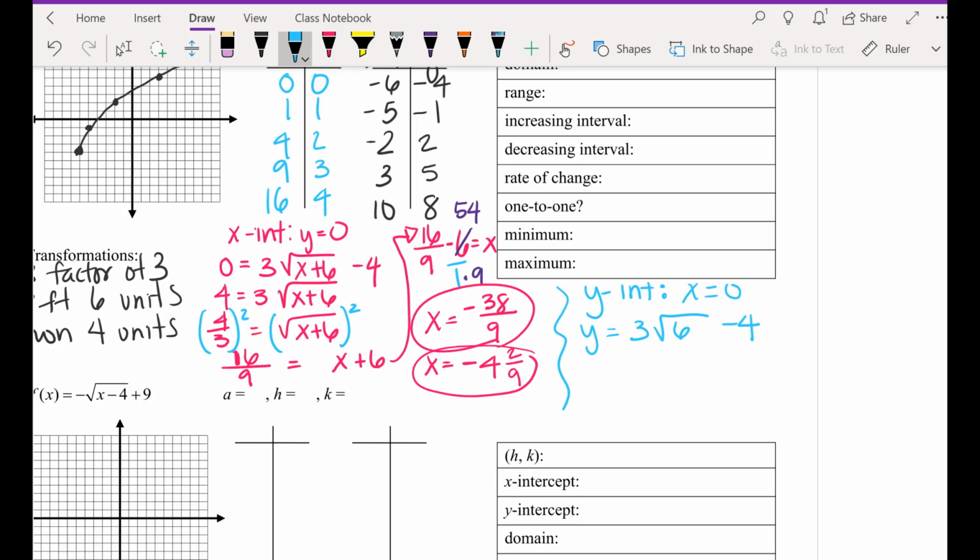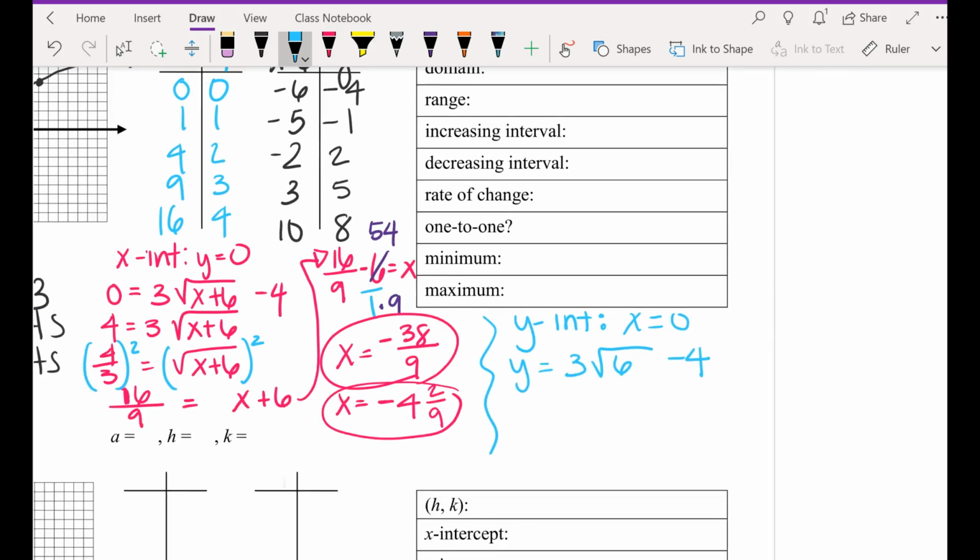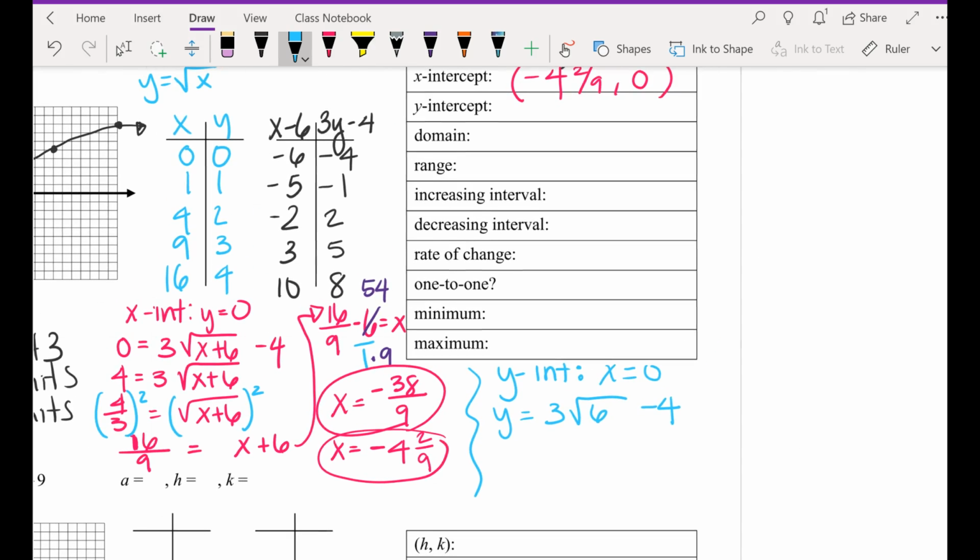Can I take a nice square root of 6 without a calculator? No. So honestly, guys, you can leave it as is. You don't have to punch it in, okay? So the y-intercept is x is 0, and y is 3 radical 6 minus 4. If you don't have a calculator, leave it. I would have to go further if that's a square root of 9. Would you guys agree? Yeah. Okay, but since I can't.